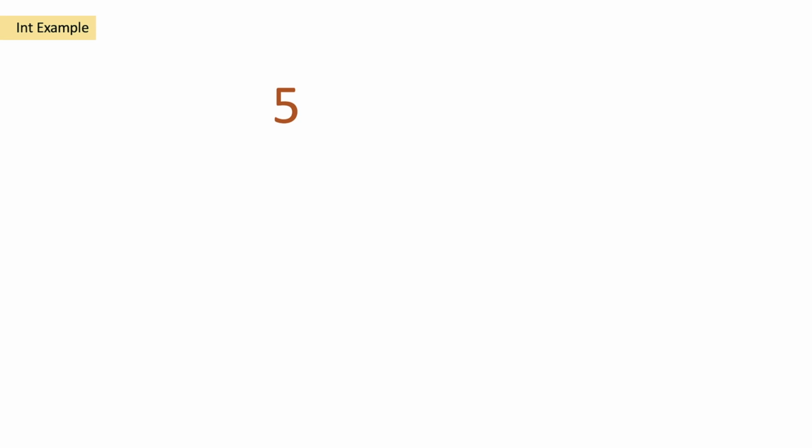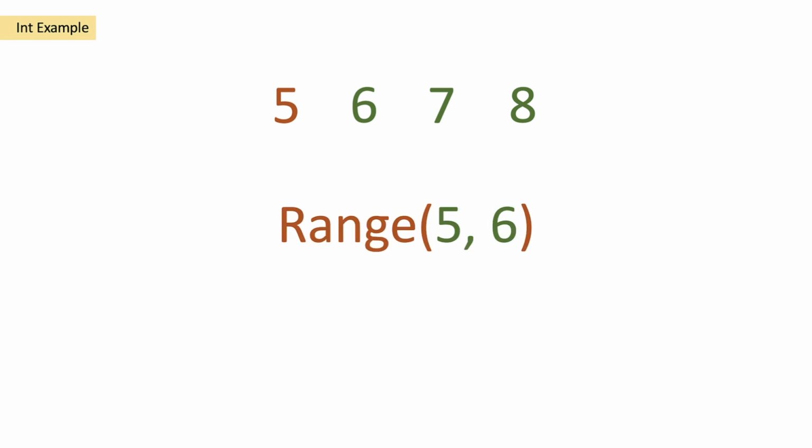Now, let's say we've got 5 and we want to get to 10. Well, we want to get 5, 6, 7, 8, etc. So how do we eventually end up at 10 then? Well, if we use the range function and pass 5 in, because that's our starting value, so we're starting at 5, and then we put the amount that we want to increase to.